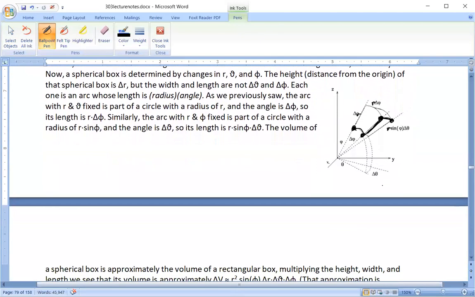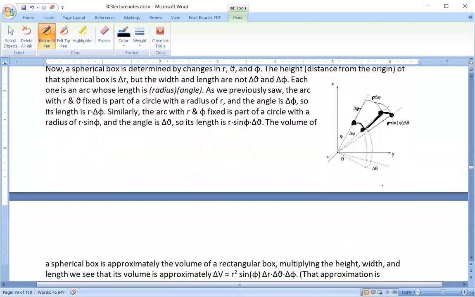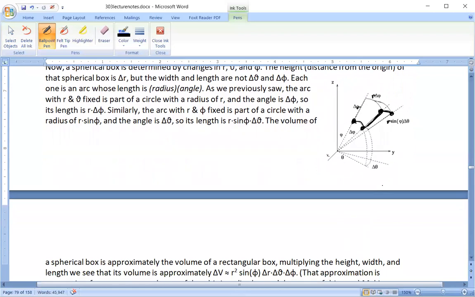Now that we've got those three dimensions, we can put them all together in order to make the volume. So the volume of the spherical box is approximately the volume of a rectangular box. Multiply those three things together. So therefore you get delta V is approximately r squared sine phi, delta r, delta theta, delta phi.